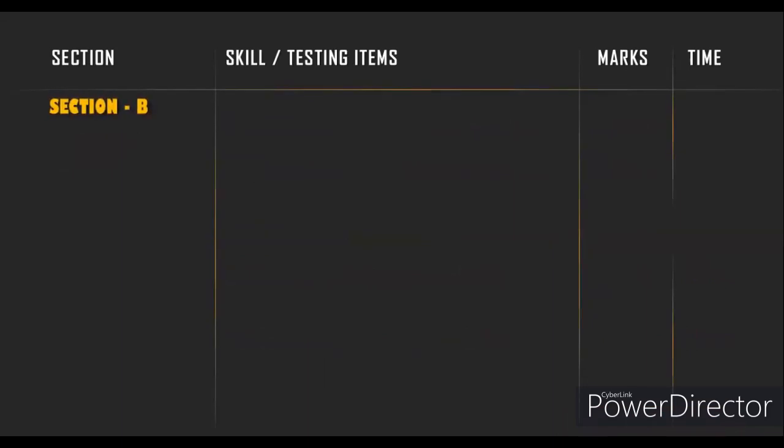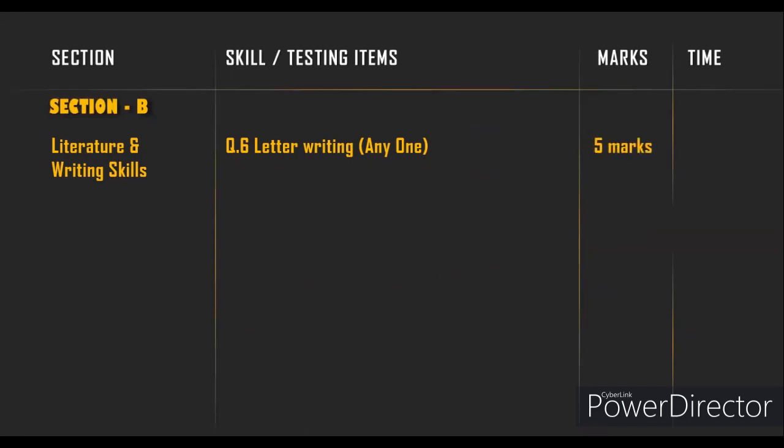Moving further, now we are entering the second part of the question paper, that is section B. Remember, section A is going to deal with your literature and grammar, while section B is going to be of literature and writing skills. So what is going to be question number 6? Question number 6 is going to be your writing skill, that is letter writing, and 2 options will be given to you, and out of them 2, you will have to solve any one for 5 marks.